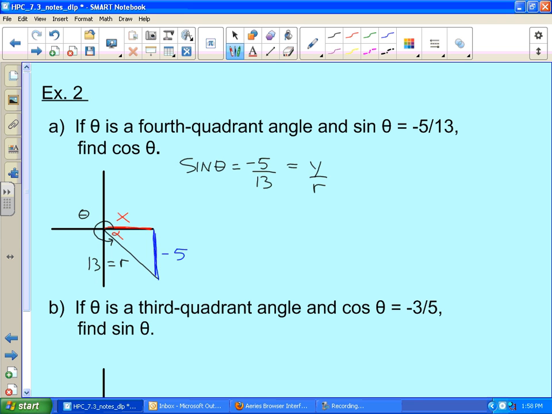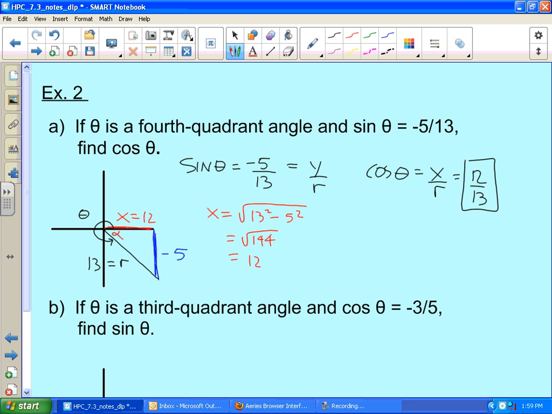So first we've got to find x though. You find x by taking the square root of 13 squared minus 5 squared, or the square root of 144, which is 12. This is called a perfect triple: 12, 5, and 13. Well, x equals 12. And therefore, the cosine of that angle, which is x over r, is equal to 12 over 13. So it's a positive value.